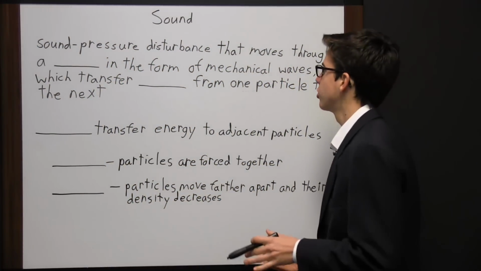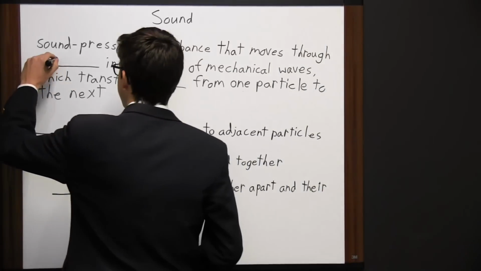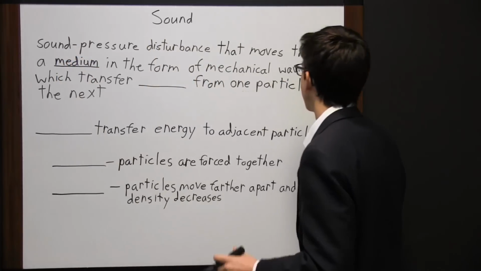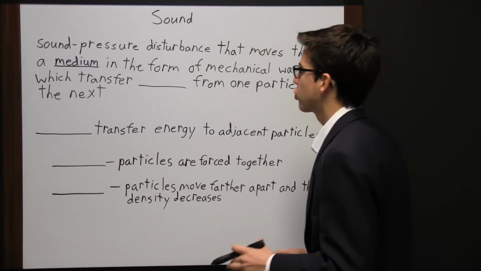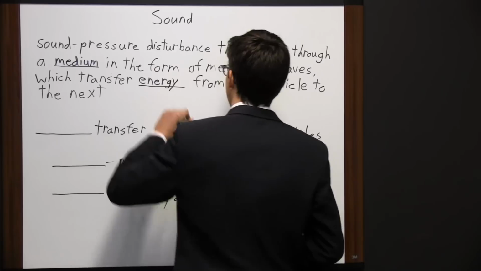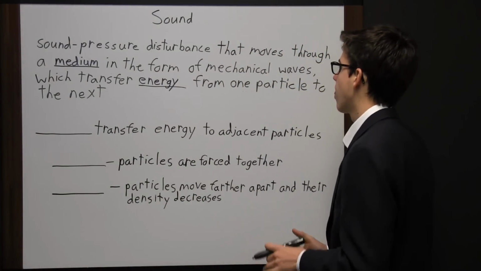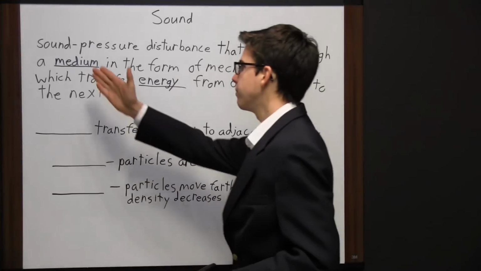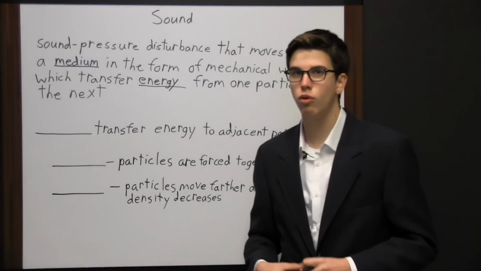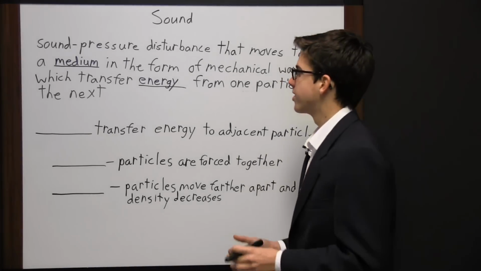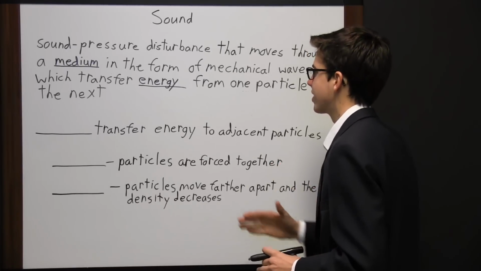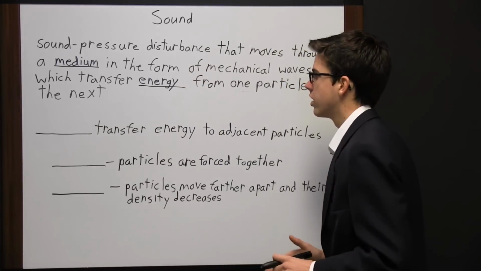Sound is a pressure disturbance that moves through a medium in the form of mechanical waves. And these mechanical waves transfer energy from one particle to the next. So notice here that sound needs a medium to travel through. And so that can be something like air, water, or some other matter. But either way, sound has to have a medium to travel through. And the reason it needs to travel through something is because it's transferring energy from one particle to the next.